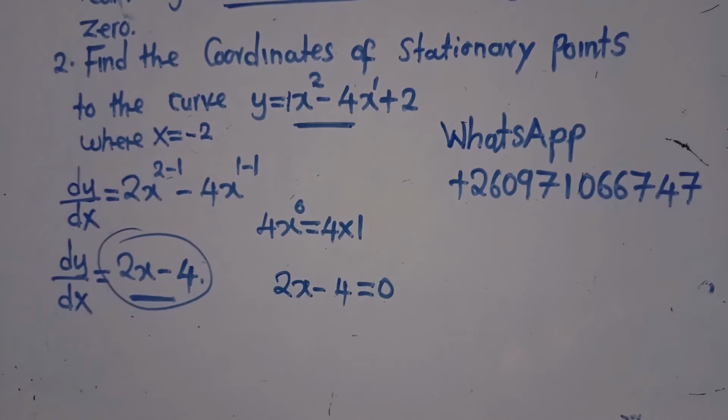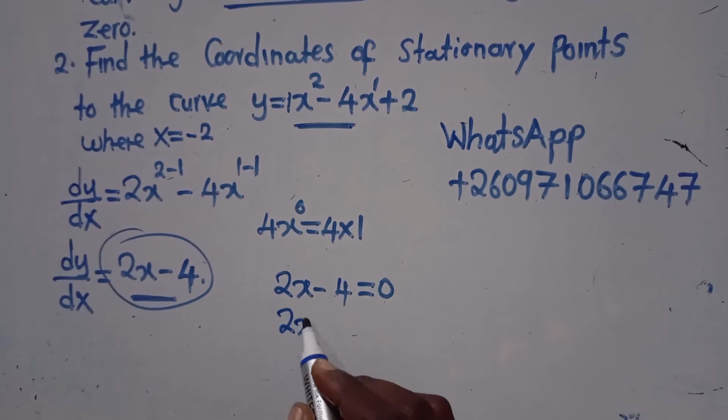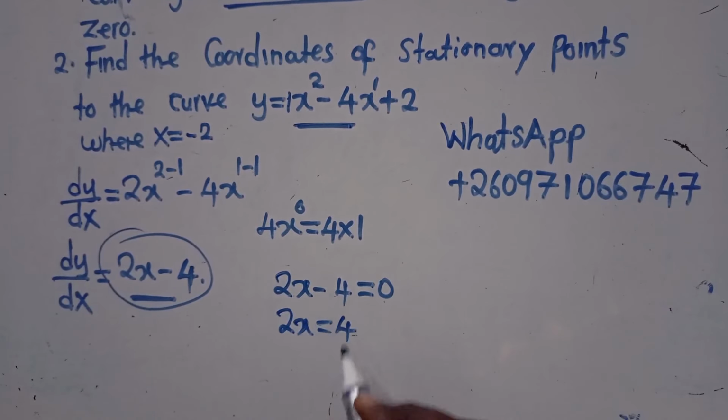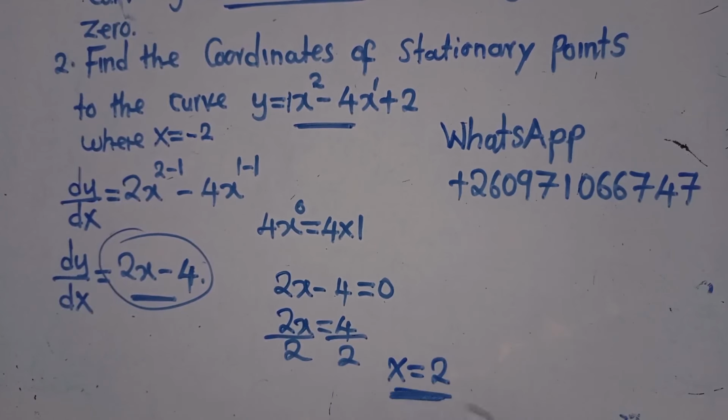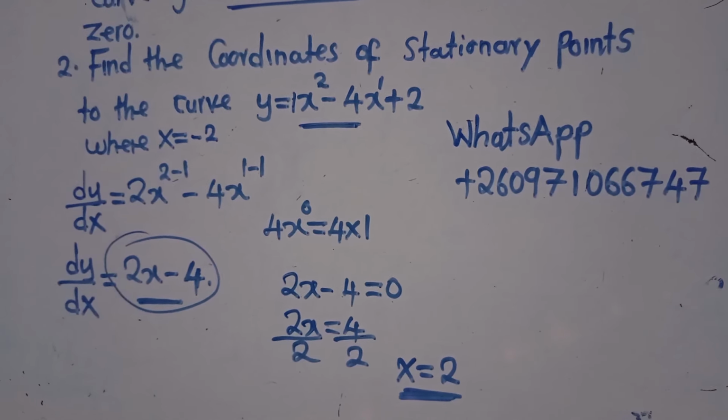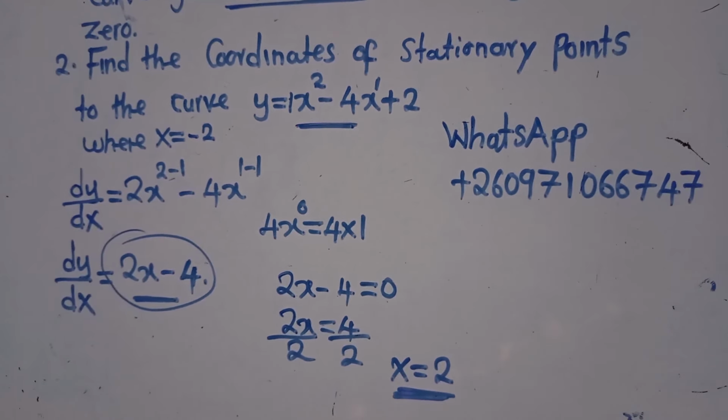How do we solve this equation? You group like terms. 2x is equal to 4. When it goes across, it becomes positive. Divide by 2, divide by 2. So therefore, x is equal to 2. This is the value that I get. x is 2. So after finding x as 2, you need to find the other value.